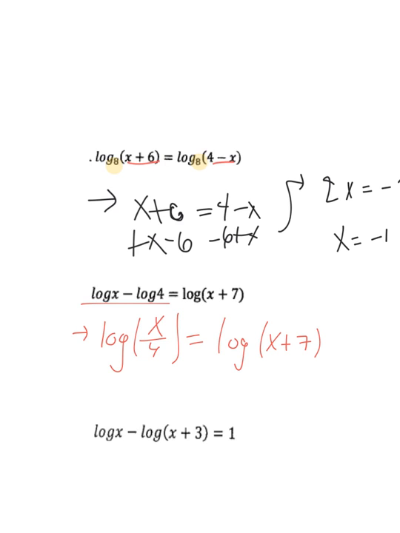And what we can do now is the exact same thing as above. We have a log base 10 equals log base 10. So x divided by 4 is equal to x plus 7, and you can solve. Not much to it.